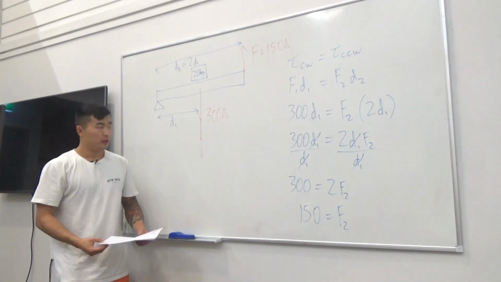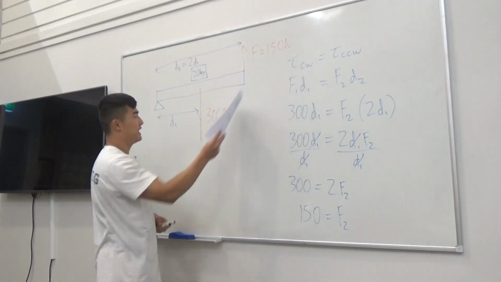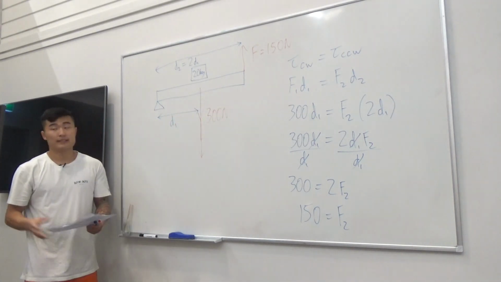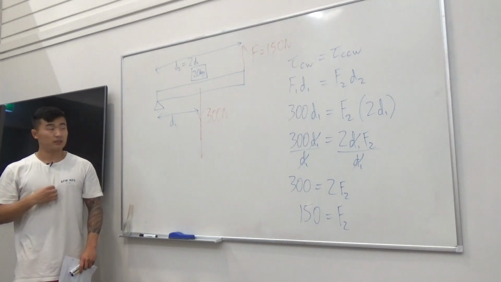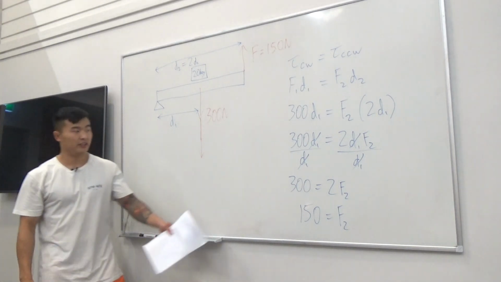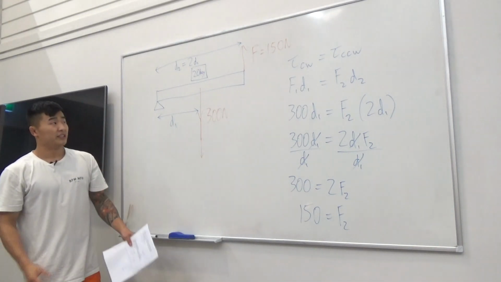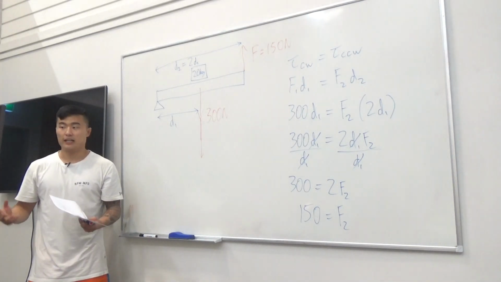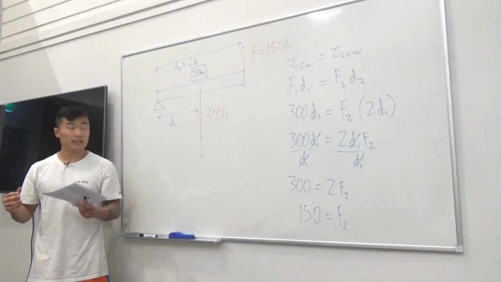If you see here, 150 is half of 300, and that's because the distance is double. So even if you didn't know how to do this, you could say, well, the distance is double, so in order to produce the same amount of torque, I only need half the force. Okay.